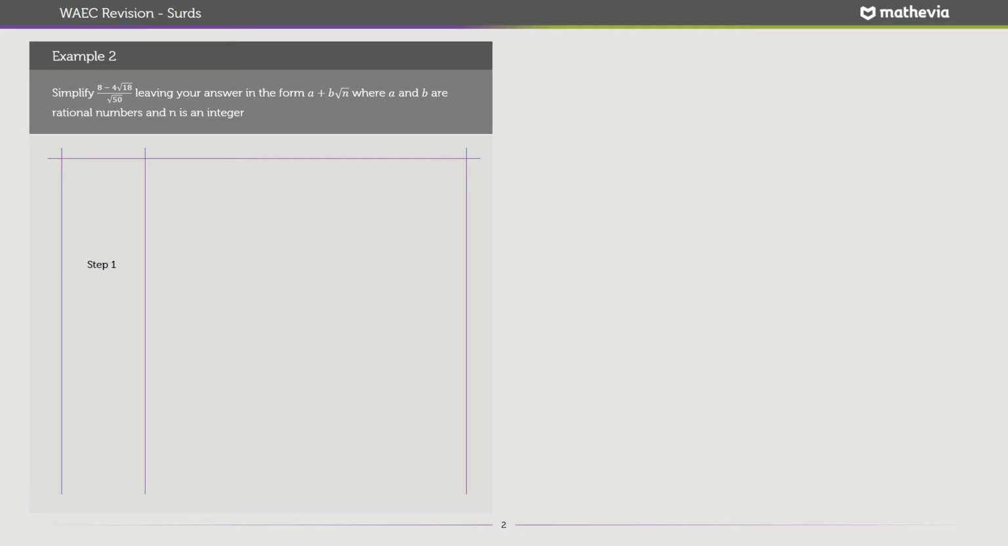Now, quite simply, we're going to rationalize this surd, okay? And to do that, the first thing we're going to do, because we have some big numbers there, is simplify first. In this case, we have root 18 and root 50. In root 18 there is a square number, and that square number is 9. And in root 50, the square number there is 25. So when you work that, root 18 becomes 3 root 2. So 4 root 18 becomes 4 times 3 root 2, that's 12 root 2. And then you have root 50 as 5 root 2.